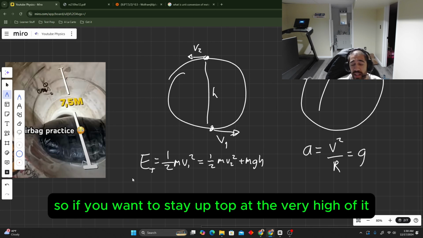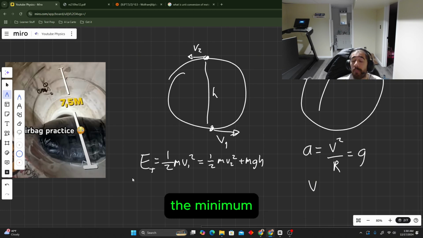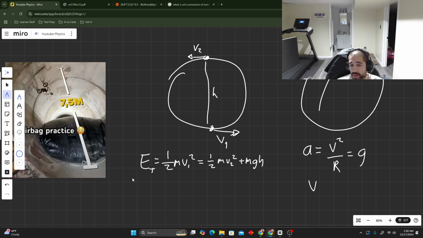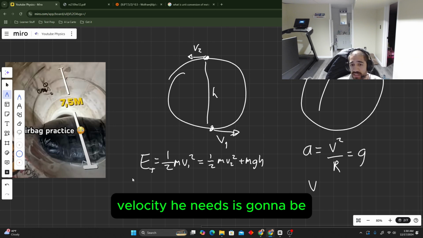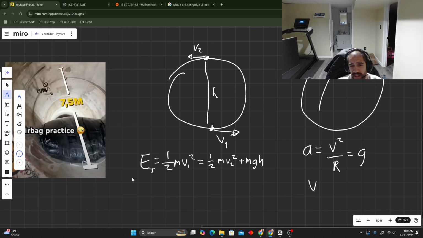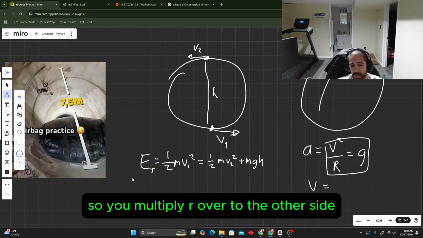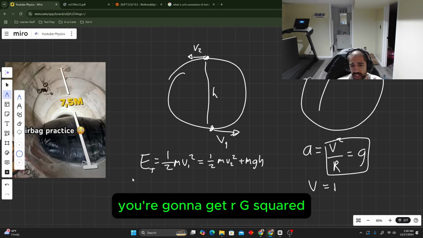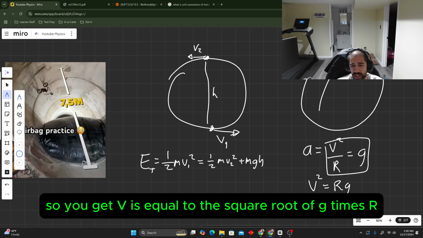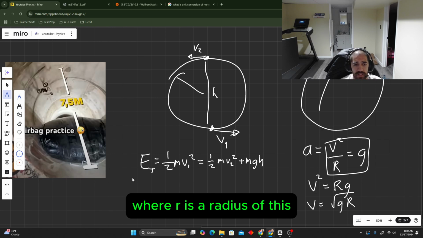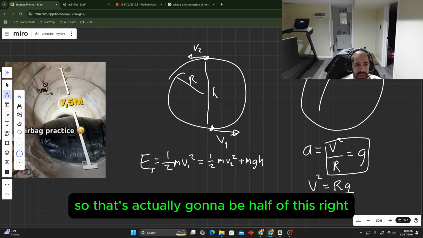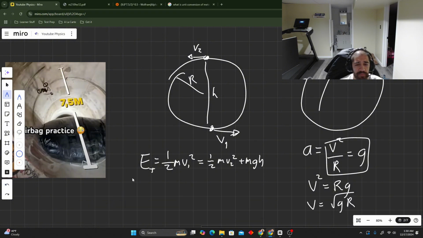Okay? And so this is the key part. If he wants to stay up top at the very height of it, the minimum velocity he needs, we're gonna solve for this. So you multiply r over to the other side, you're gonna get rg. So v is equal to the square root of g times r, where r is the radius of this. So that's actually gonna be half of this, right? Okay.